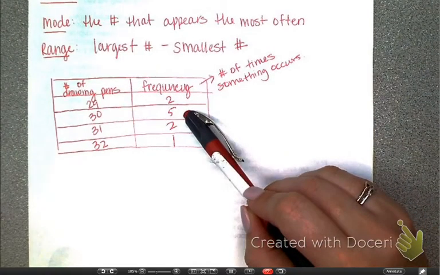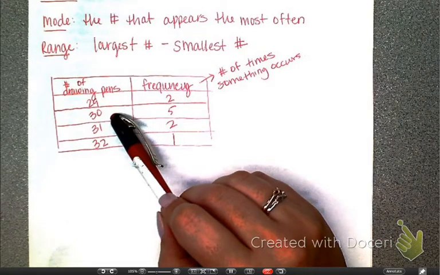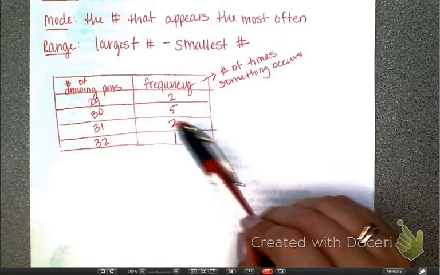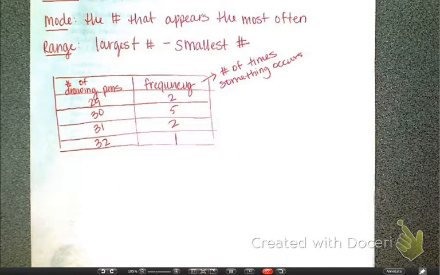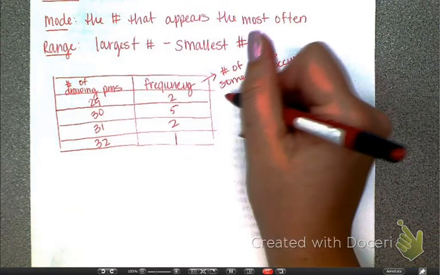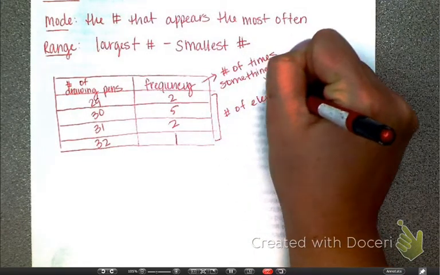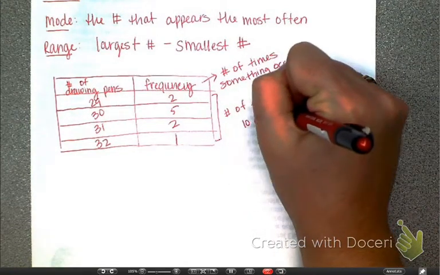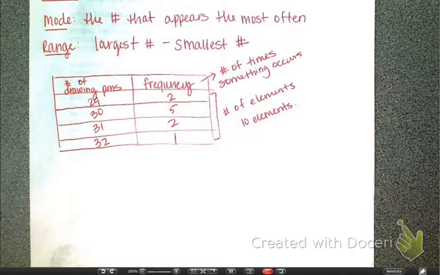What do you think this line means? 5 boxes with 30 pens. 2 boxes with 31 pens. 1 box with 32 pens. How many boxes do we have total? 10. Okay. This is the number of elements that you have in your data set. Your frequency is the number of elements in your data set. In this case, we are talking about 10 elements. Okay. There are 10 boxes.